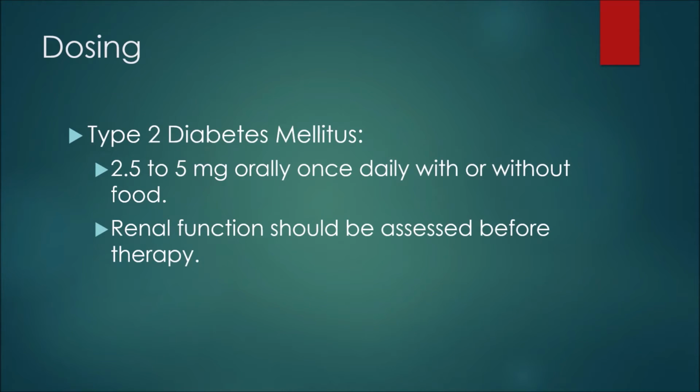Now, for dosing with Saxagliptin, in the treatment of type 2 diabetes mellitus, we would often see 2.5 to 5 milligrams orally, once daily, with or without food. Before the dose is taken, however, renal function should be assessed.